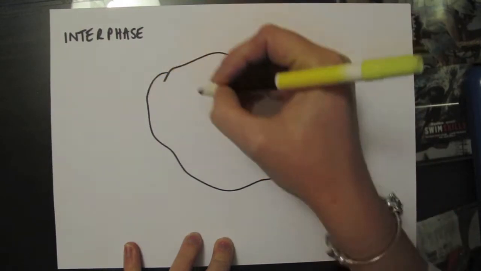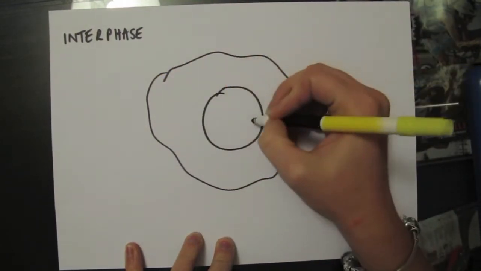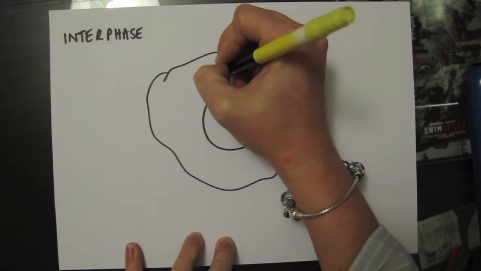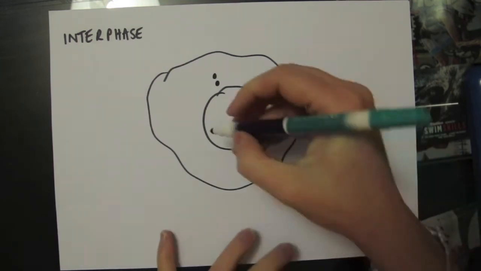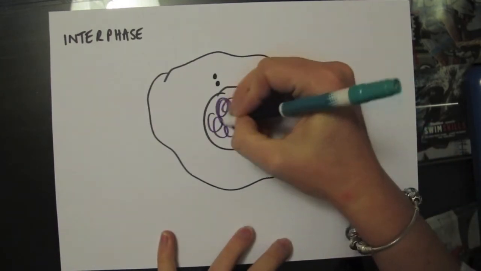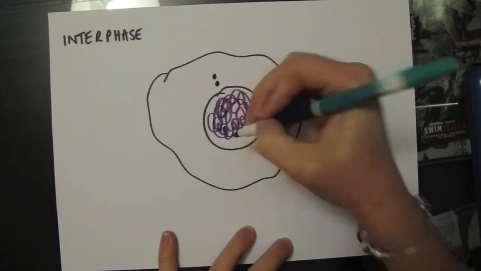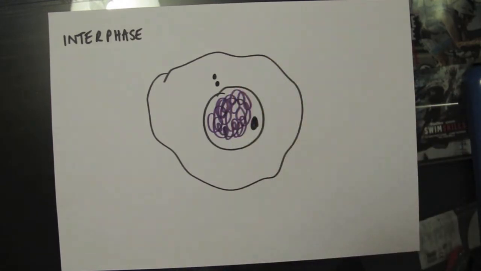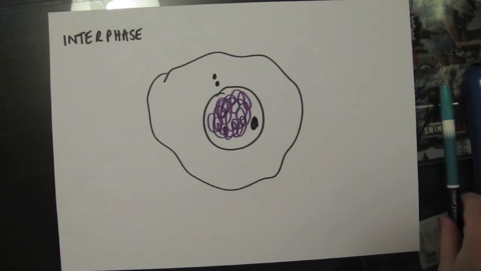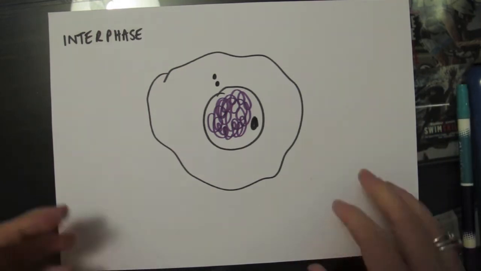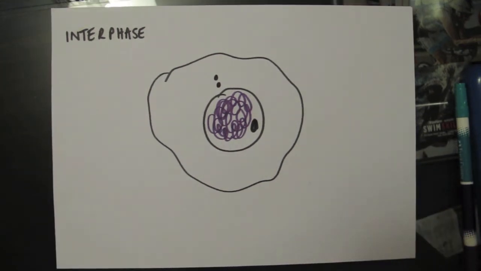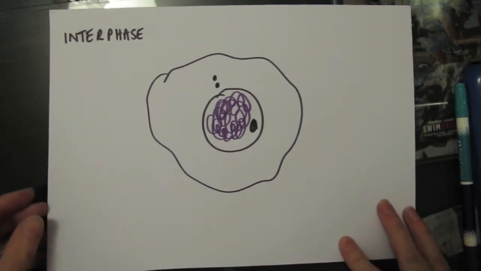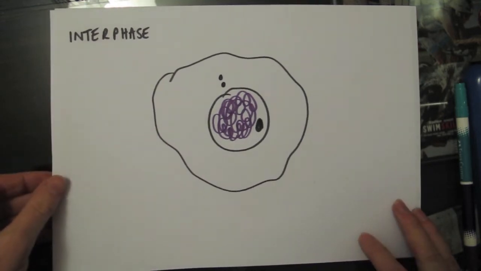Looking at interphase in a little bit more detail, there are some key points. We have our nucleus, we have our nucleolus, we have our centrioles, which will be a pair outside the nucleus, and the DNA is uncondensed and just appears as a big splurge. Towards the end of interphase, the DNA will start to condense and you'll start to be able to see the chromosomes.